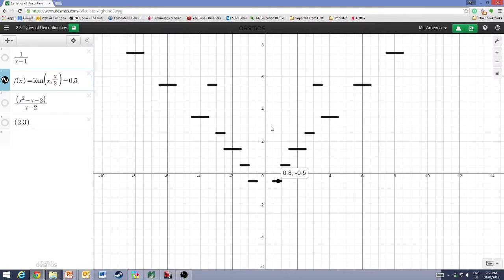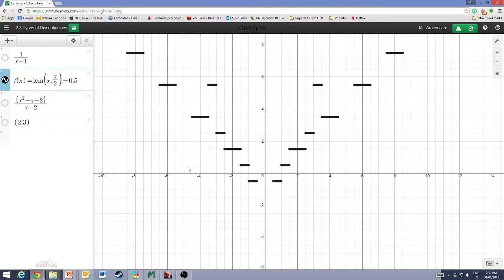So this function is obviously discontinuous at several points. Because it just jumps all over the place like that, we call those points jump discontinuities. For example, here at x equals 1 we have a jump discontinuity. At x equals 1.5, we have another jump discontinuity, and so on.